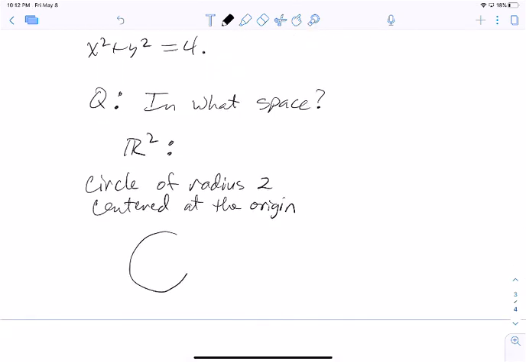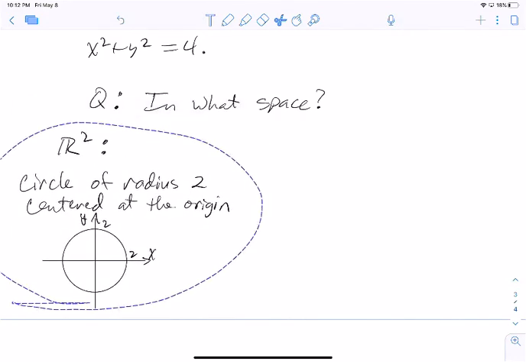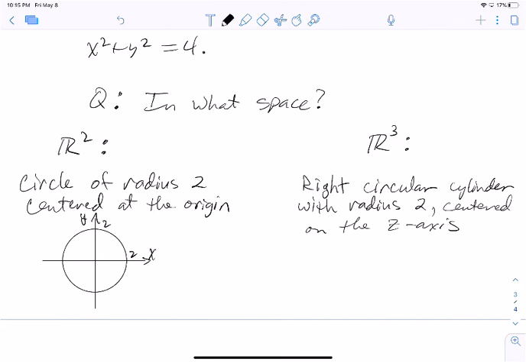And the graph is what we expect, a circle centered at the origin. Now I'm going to move this over because we have this new world opened up to us. In R3, it has what we call a trace in the xy plane of that circle of radius 2. But since z doesn't appear in the equation, z takes on every real number value. So in R3, we have a right circular cylinder with radius 2 centered on the z-axis.